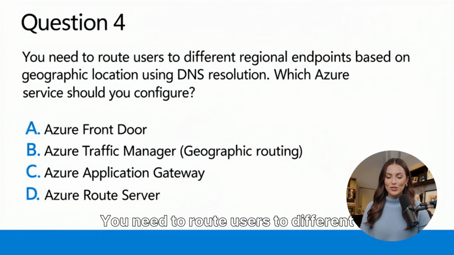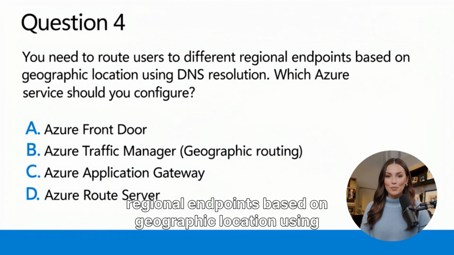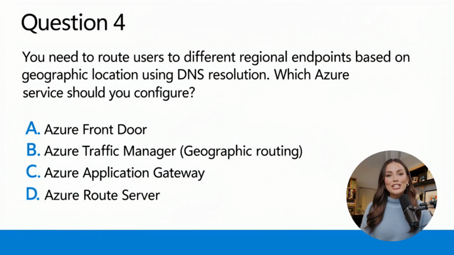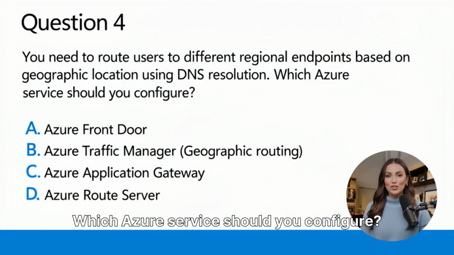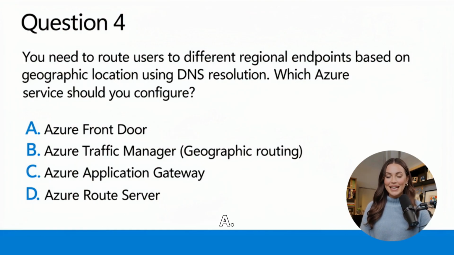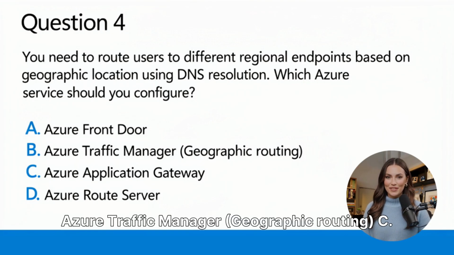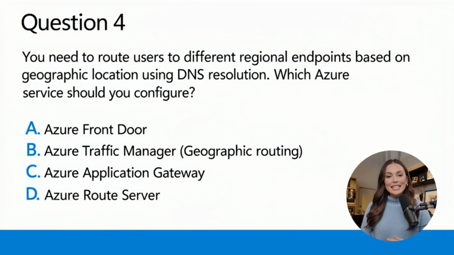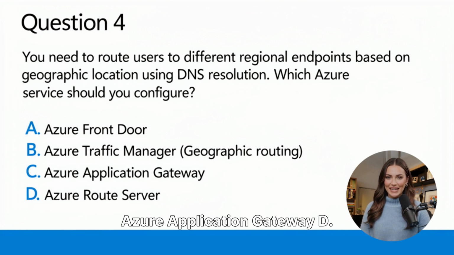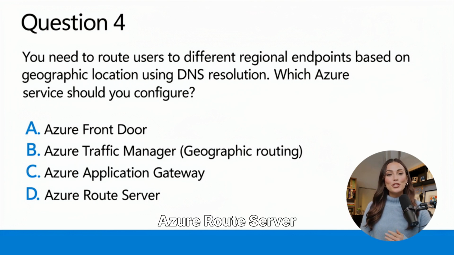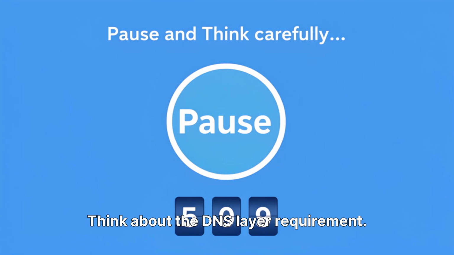Question 4. You need to route users to different regional endpoints based on geographic location using DNS resolution. Which Azure service should you configure? A. Azure Front Door. B. Azure Traffic Manager, Geographic Routing. C. Azure Application Gateway. D. Azure Route Server. Think about the DNS layer requirement.